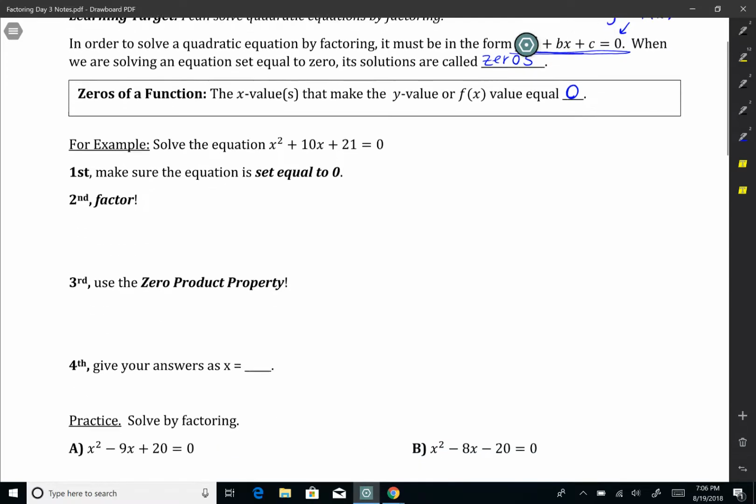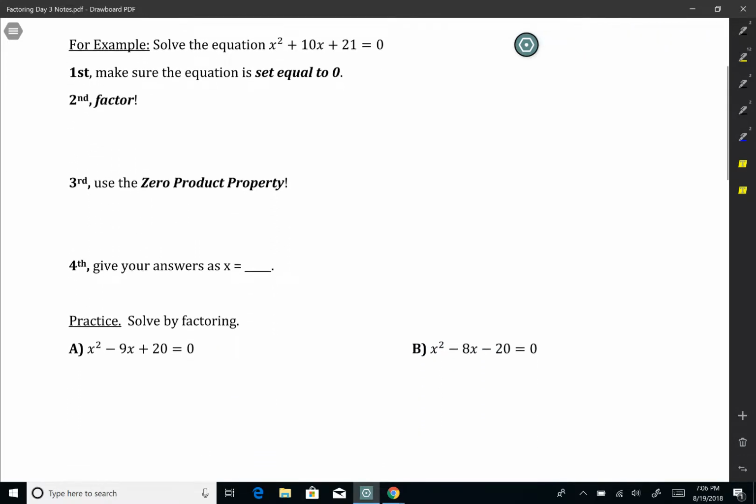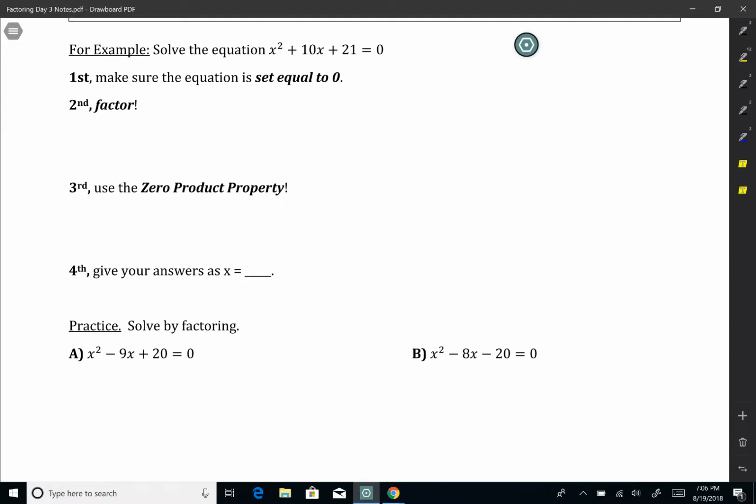I have listed some steps here for you to have when you're working on your problems by yourself. Solve the equation x squared plus 10x plus 21 equals 0. The first thing we need to check and make sure is that the equation is set equal to 0. And if it wasn't, we'd have to move everything to one side of the equal sign. This one right now is great, already set equal to 0, so we can get to factoring. I'm just going to rewrite the problem over here so that I have a little more room to work with.